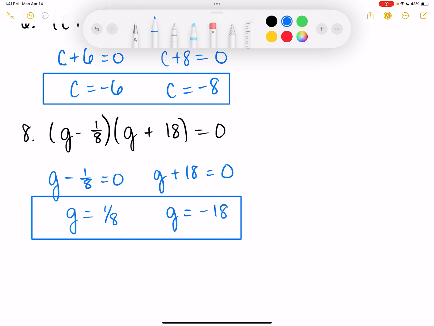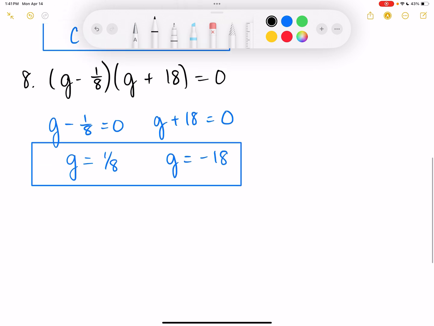So those are kind of just our basic one-step equations. But we're also going to have some that end up being 2-step equations where we're multiplying or dividing by whatever's in front of our variable. And that would be something like number 10. So I've got 2n minus 14 times 3n plus 9 equals 0.